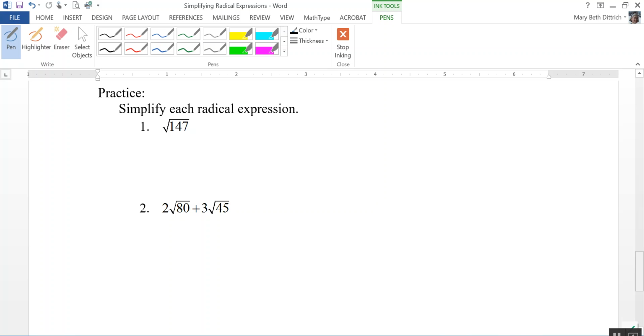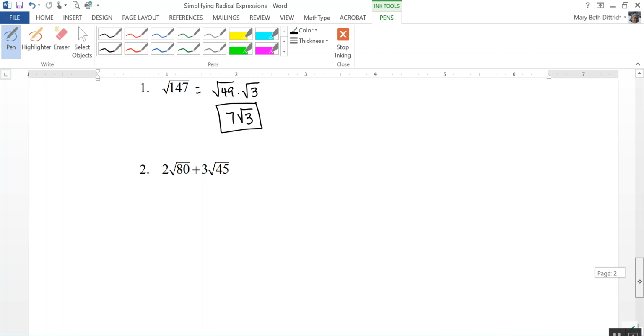So this says simplify each radical expression, and I have the square root of 147, and I realize that that's equal to the square root of 49 times the square root of 3. Square root of 49 is 7, so simplified this is 7 times the square root of 3.